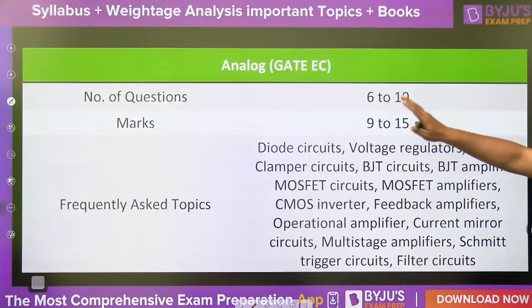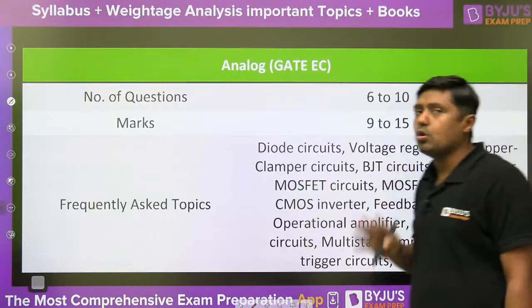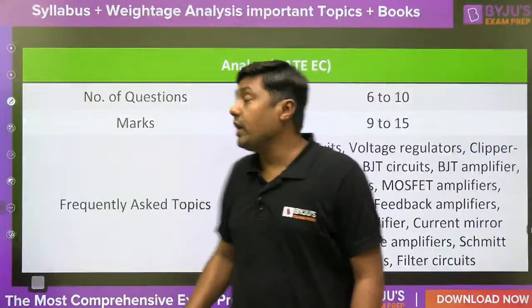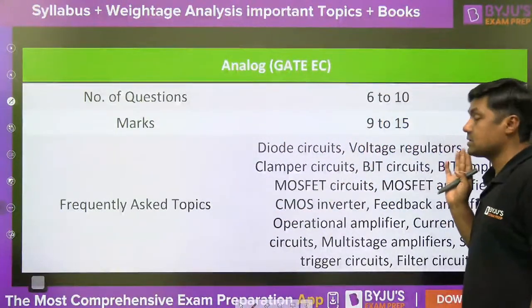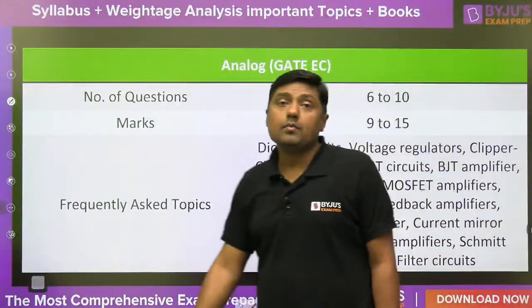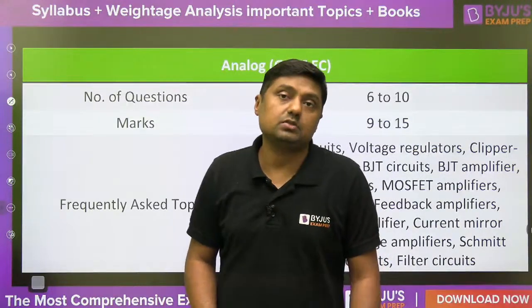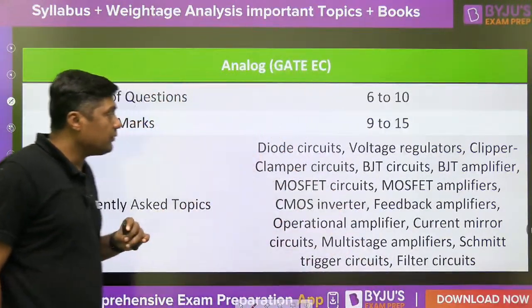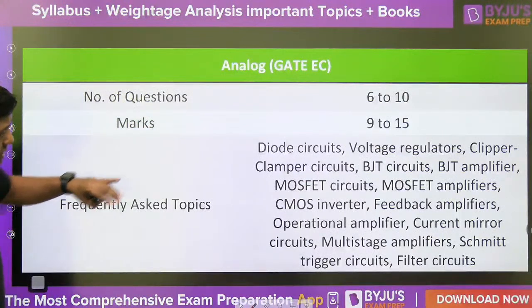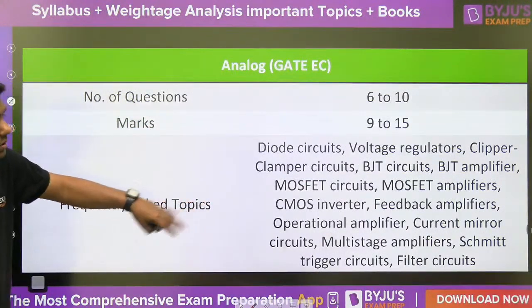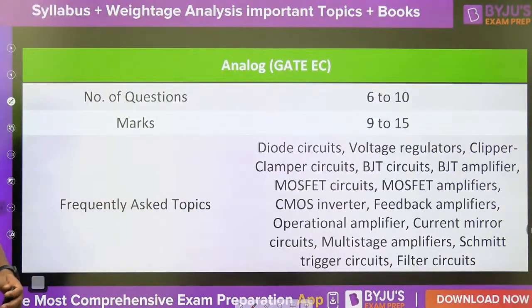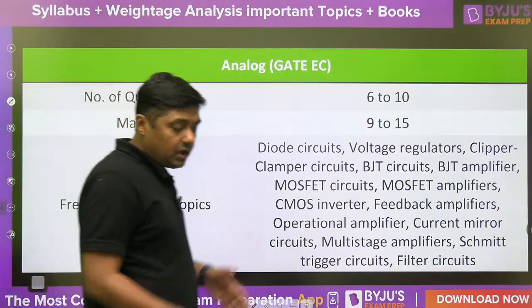Then for analog, for the electronics branch, around 6 to 10 questions, because this is the core subject for the electronics branch, we are getting around 10 to 15 marks. If we are going to get 15 marks out of 100, that is very good weightage for analog for electronics students. These are the important topics, guys. So almost all the topics have questions, from diode circuits up to operational amplifiers. And this is a very lengthy subject.